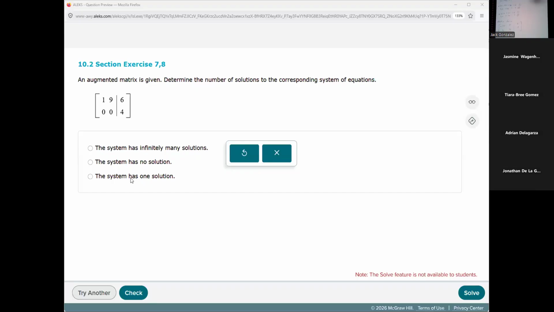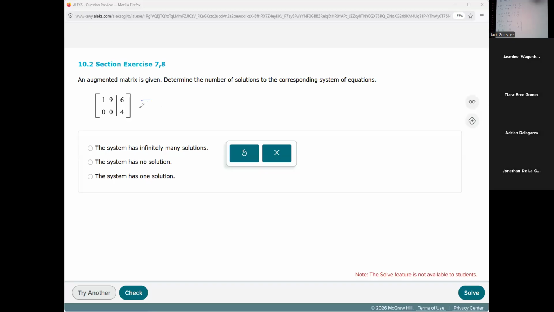So it's 10.2. Here they just want you to be able to interpret the matrix. If you see this matrix, they want you to be able to tell by looking at it: does it have a solution, does it have infinitely many, or no solution? Because remember, these are representing equations, so there are still those ideas.